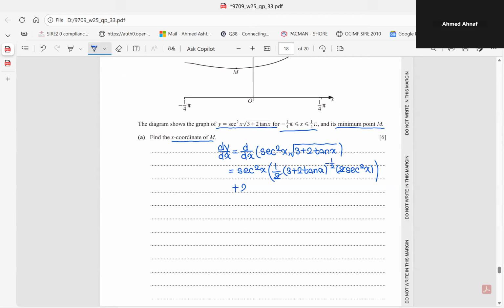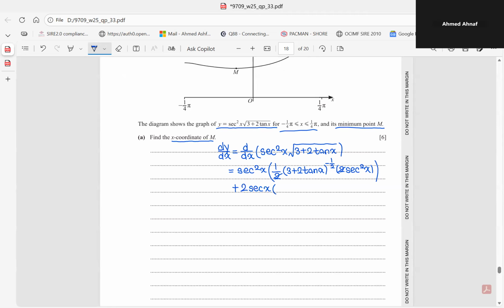So bring down the old power and minus 1 to get the new power. So 2 secant x. But we're not done here yet. Now we need to multiply by the derivative of the inner function, which is secant x. So to get the derivative of secant x, one way you can do is to re-express secant x in terms of 1 over cosine x and then work your way from there using your quotient rule.